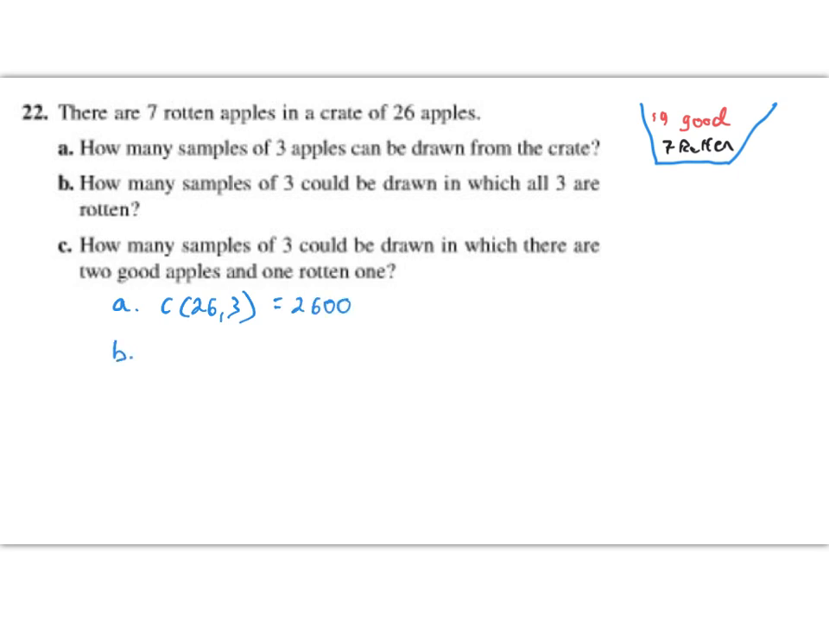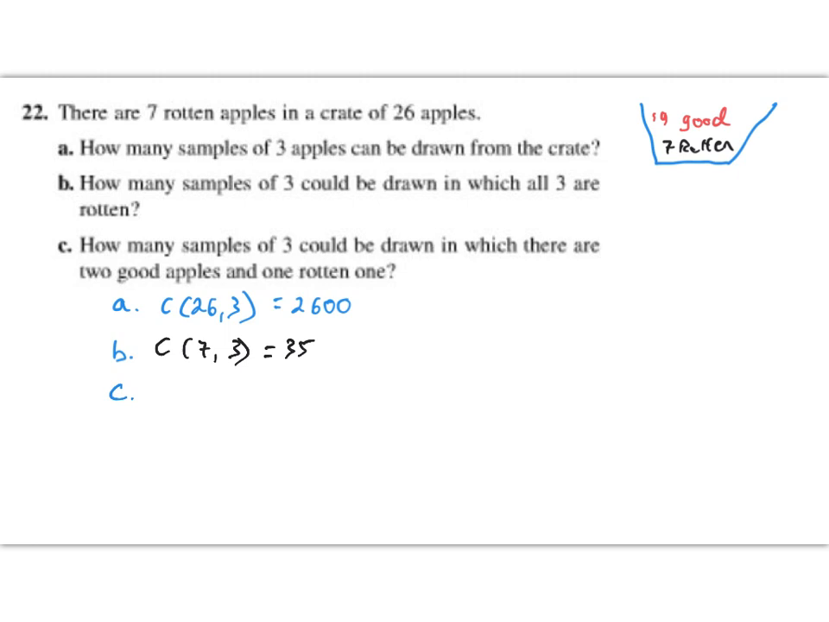Okay. All right, now, second question. How many samples of 3 could be drawn in which all 3 are rotten? Okay, so if all 3 are rotten, I am not interested in any of these that are good. I only want to draw the rotten ones out. And there are 7 rotten ones, and I'm just going to pick any 3 of those. So let's figure out what that is really quick here. That's going to give me 35 different ways that I can select 3 rotten apples.